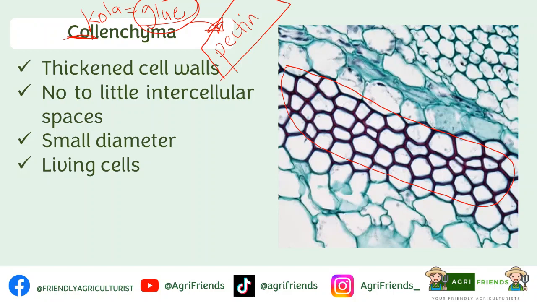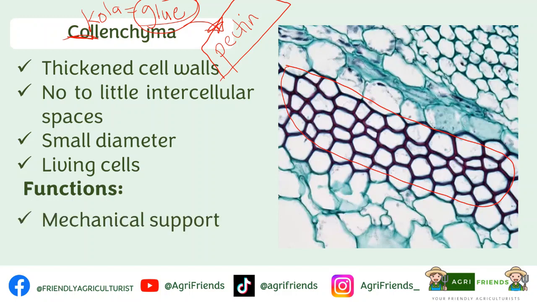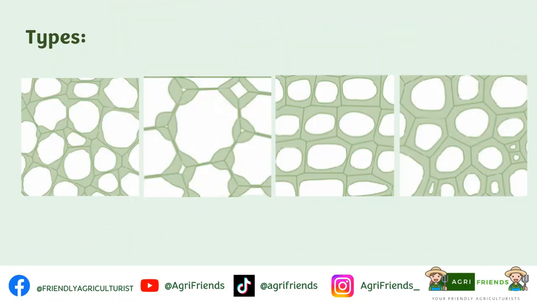So what are the functions of collenchyma? It includes mechanical support and flexibility. They normally occur in the vascular bundles or on the corners of angular stems. They may also be found in petiole, leaves, and young stems. So there are 4 types of collenchyma cells.